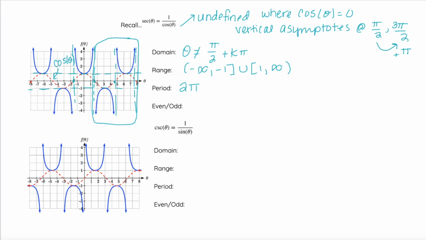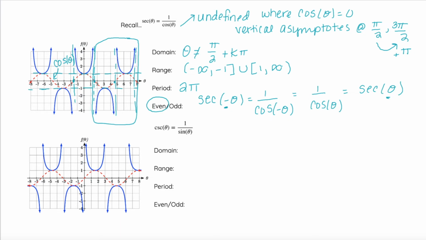Well, let's think about whether or not secant is even or odd. If I put the negative inside my function and evaluate it, I'll have 1 over cosine of negative theta. And I know that cosine of negative theta is just cosine of theta itself. So therefore this would just be secant. And since it doesn't change anything whether or not I have the negative on the inside or not, just like cosine, it's even.